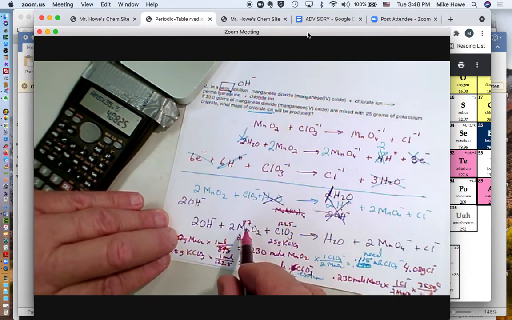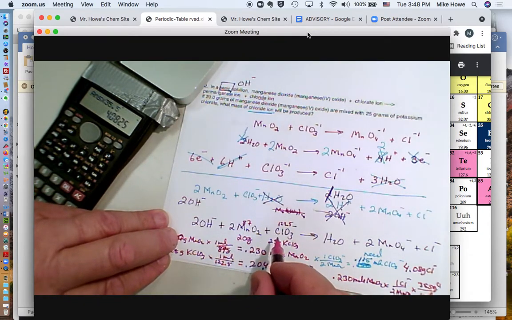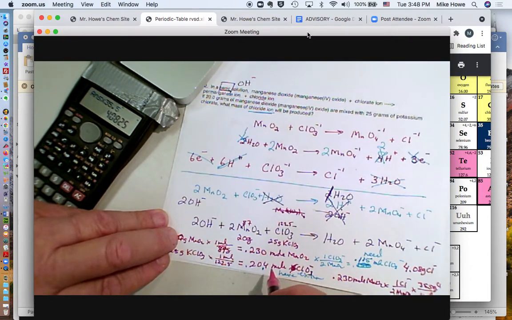Then we needed to find which one of these is limiting, so we changed them both to moles. This chlorate came from potassium chlorate, so I had to use the mass of potassium chlorate when I was doing moles, and that was 122.5. That's the formula mass of potassium chlorate. Once I know the moles of potassium chlorate, that's also the moles of chlorate, because the relationship is a 1-to-1 between potassium chlorate and chlorate ions. There's only one of these for every formula unit.